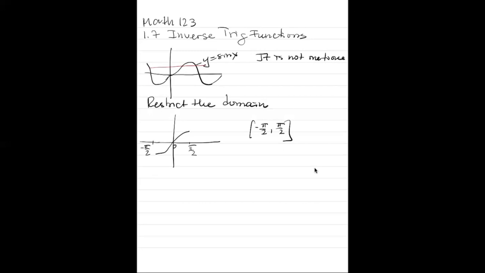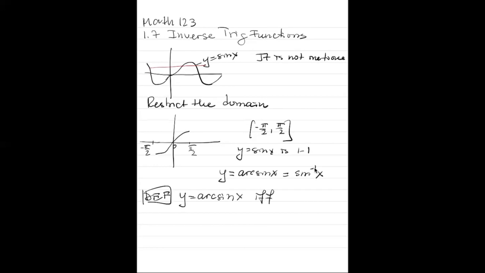So in this interval, y equals sine of x is one-to-one. So we can talk about the inverse. And the inverse will be called arcsine. That's one way to write it, or sine negative 1 of x for inverse. So definition. The arcsine function is a new function, y equals arcsine of x, if and only if sine of y equals x.